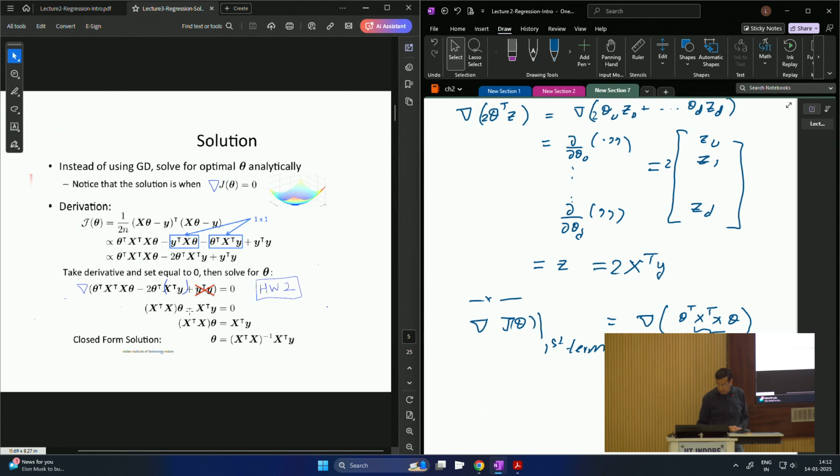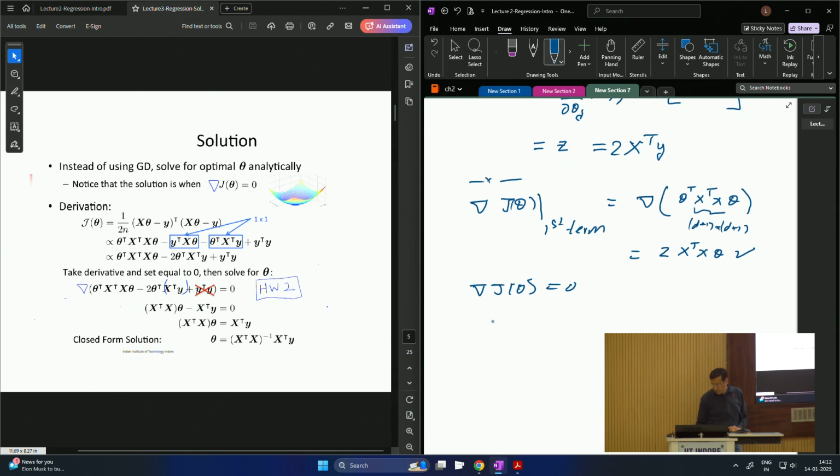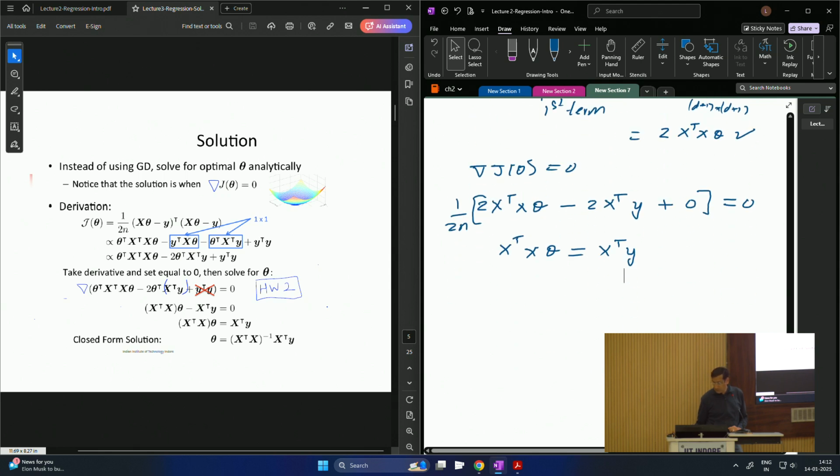So the gradient of J theta equal to 0 would imply, so you've got x transpose x theta, this is 2, we carry 1 over 2n, minus 2x transpose y plus 0 equal to 0. The n will vanish, the 2 will cancel out. So you're left with x transpose x theta is equal to x transpose y. Correct?